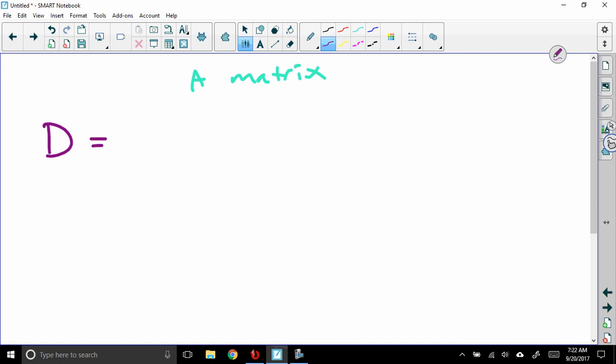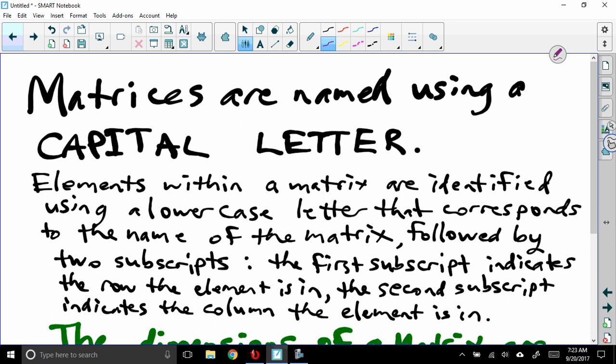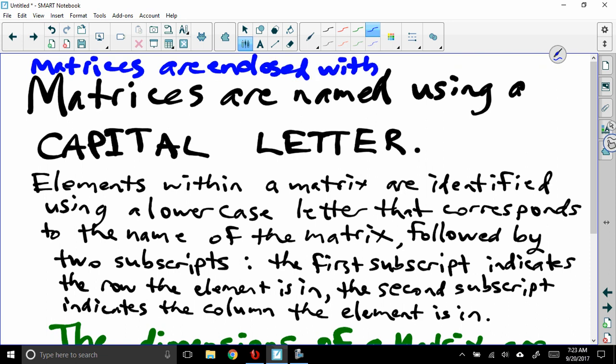And I almost forgot, when we enclose matrices, we actually use big brackets. You know, we use parentheses for ordered pairs. We use braces for sets. And when we're talking about a matrix, what we use are large brackets. Okay? So matrices are named using a capital letter. Maybe we want to add this: matrices are enclosed with brackets.